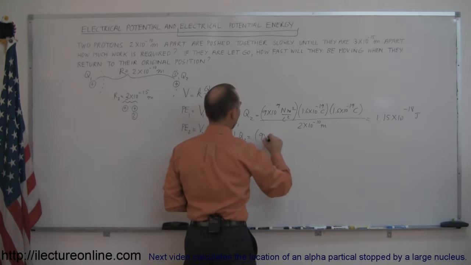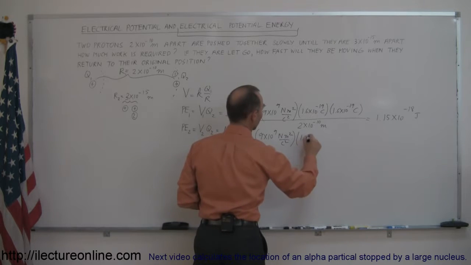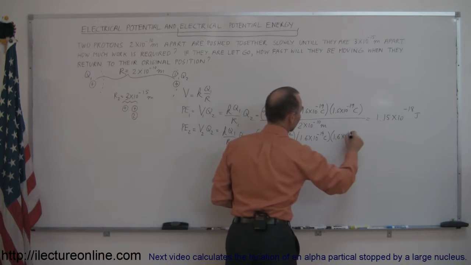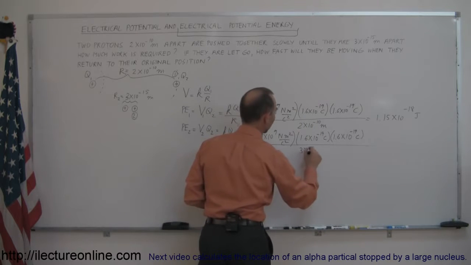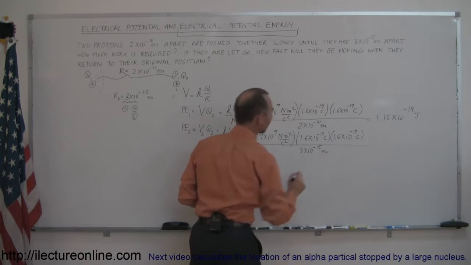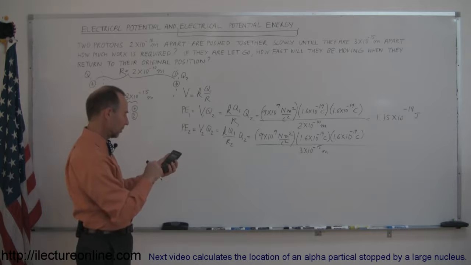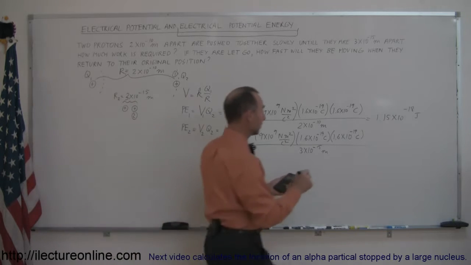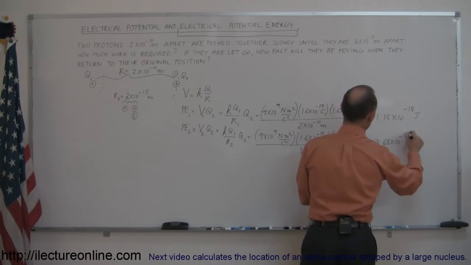So we get 9 times 10 to the 9th newton meters squared per coulomb squared, times 1.6 times 10 to the minus 19 coulombs, times 1.6 times 10 to the minus 19 coulombs. Those are the two charges. And we divide the whole thing by the new distance, which is 3 times 10 to the minus 15 meters. All right, so let's calculate that. Multiply by 2e-10, divide by 3e-15, equals, and now we have a potential energy of 7.68 times 10 to the minus 14 joules.